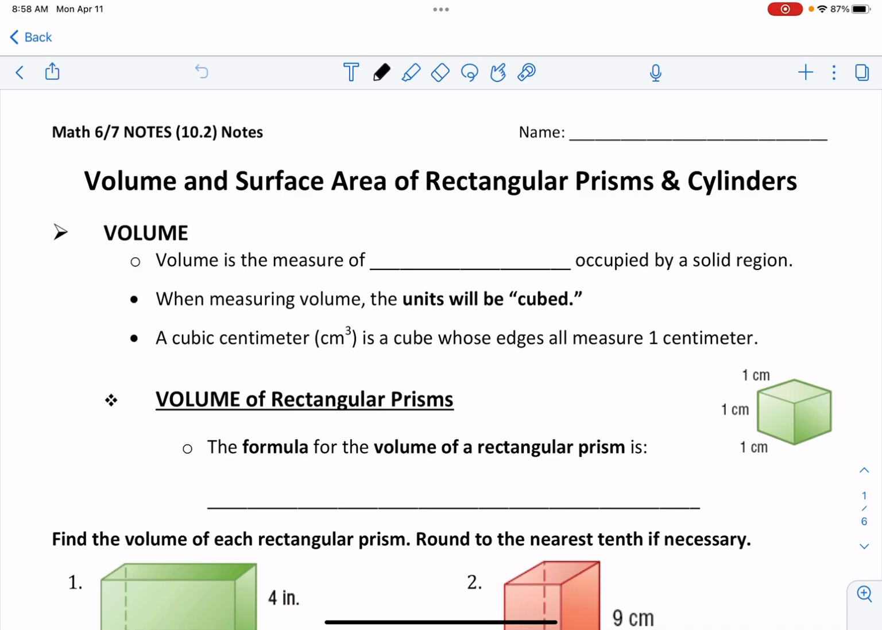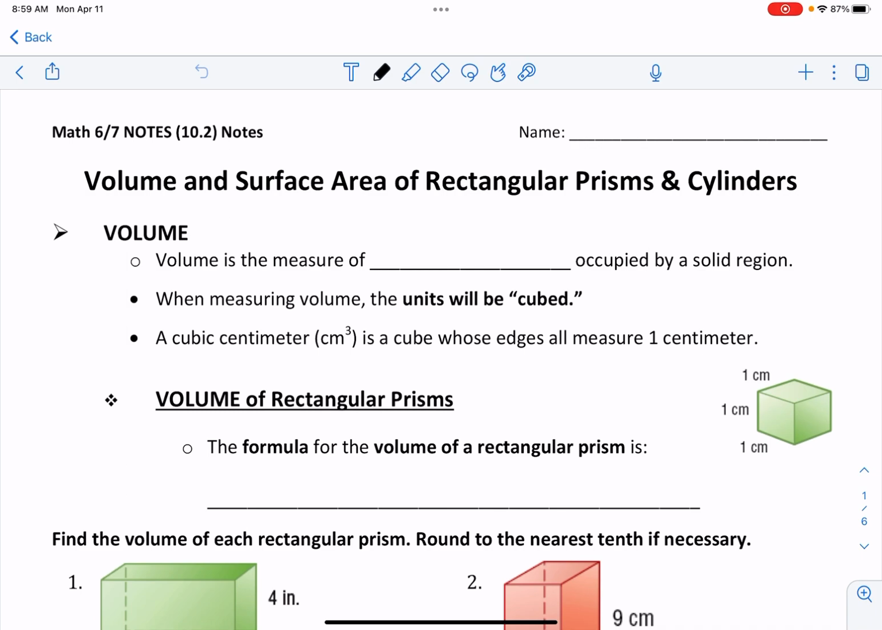Hello everybody, today we're going to be going over volume and surface area of rectangular prisms and cylinders. Just a heads up, this is our last set of notes for the year. We're going to be getting into review for our SOL after we are done with this section this week. So when we come back from spring break, we will be all about reviewing everything, getting ready for the SOL test. So for today, we're going over volume and surface area of certain things.